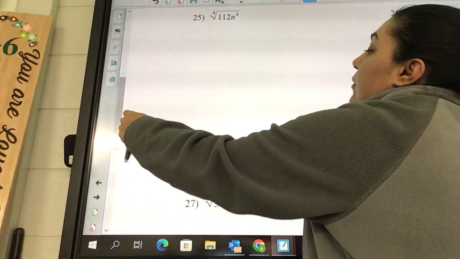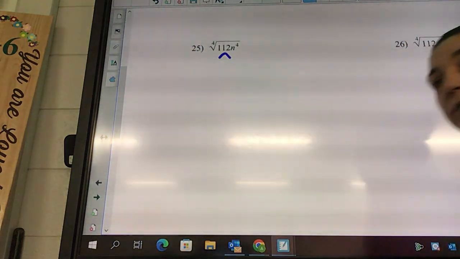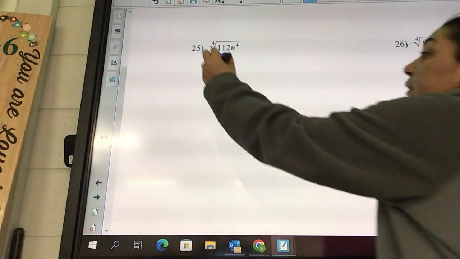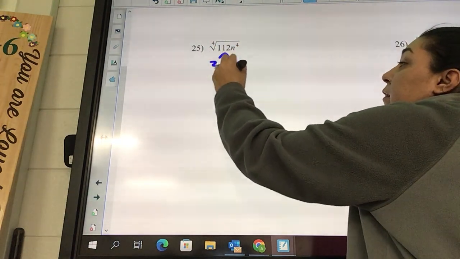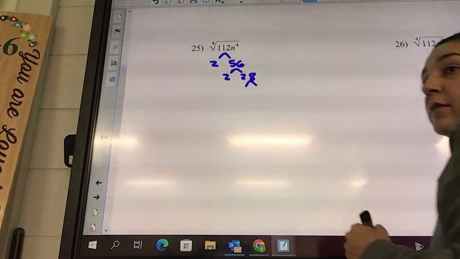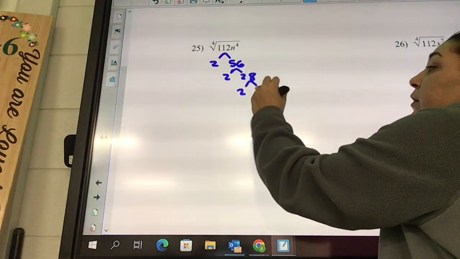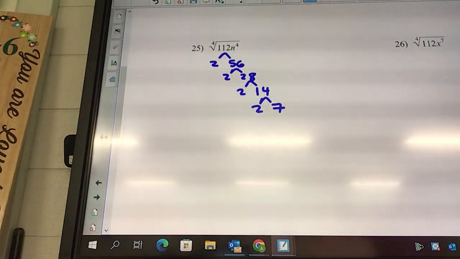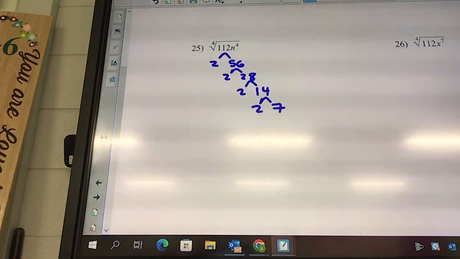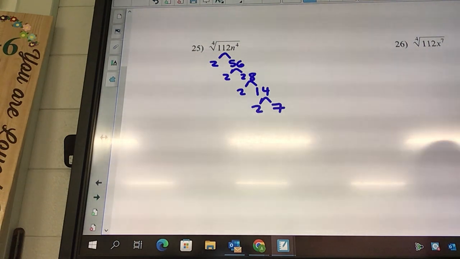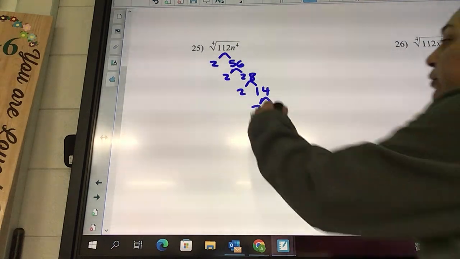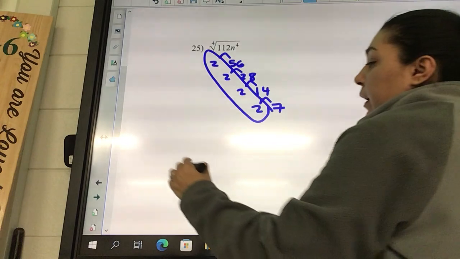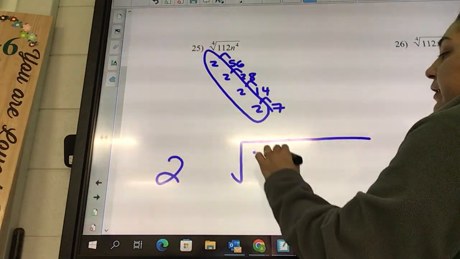Okay, 112. What are some factors of 112? 2 and 56. 56. 2 and 28. 28. 2 and 14. 14. 2 and 7. Okay, you know your tree's done when all the bottom parts of them are 2s, 3s, 5s, 7s. Okay? If you still have like an 8, then you got to keep going. Okay, what is our group number? 4. So that means we can take stuff in groups of 4. So who can go? 4 2s. Okay, so we got 2, a 7.